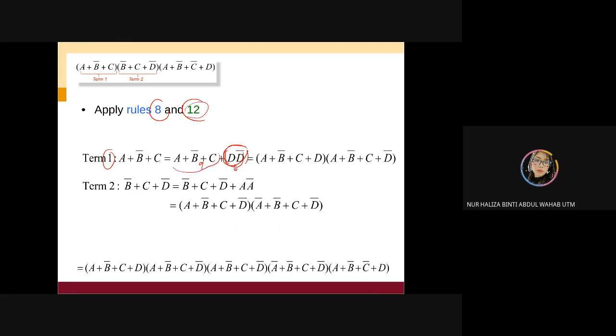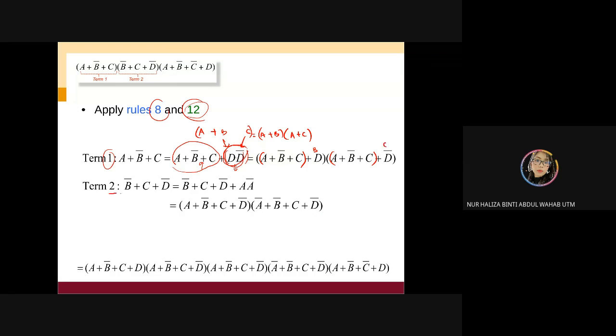This will be A, this will be B, this will be C. And when you convert, you're going to get A plus B, A plus C using your rule number 12. That's why you will get this is A, this is B, this is A, this is C.